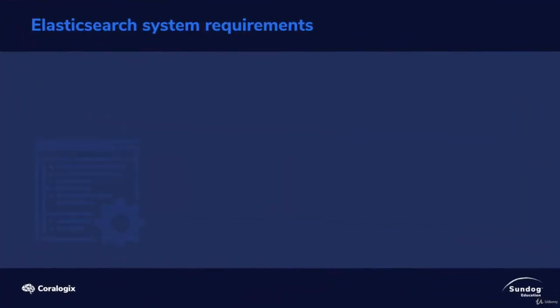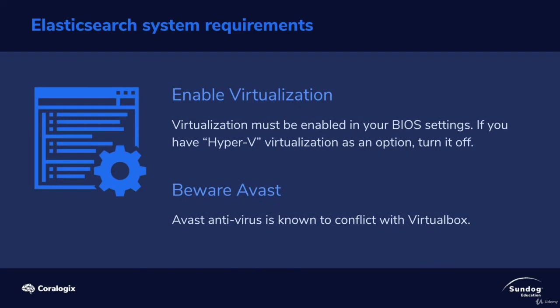Let's talk briefly about system requirements. Pretty much any PC should be able to handle this. You don't need a ton of resources for Elasticsearch. If you do run into trouble, however, make sure that you have virtualization enabled in your BIOS settings on your PC, and specifically make sure that Hyper-V virtualization is off, if that's an option in your BIOS. But just try following along first. You shouldn't need to tinker with your BIOS settings unless you run into problems.